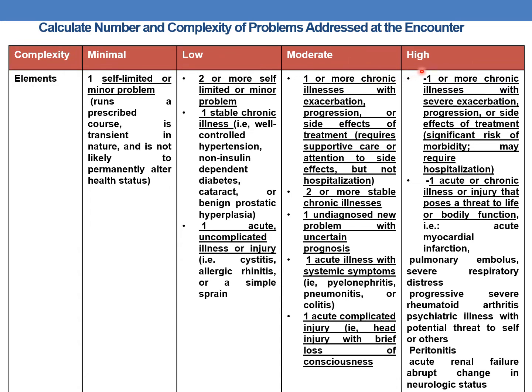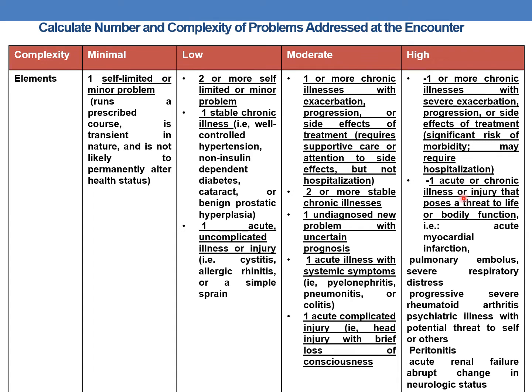Now coming to high complexity. When there is one or more chronic illnesses with severe exacerbation, not simply exacerbation, severe exacerbation, progression, or side effects of treatment, which lead to significant risk of morbidity and may require hospitalization. Whenever hospitalization is required to treat the side effects of treatment, that goes to high complexity.